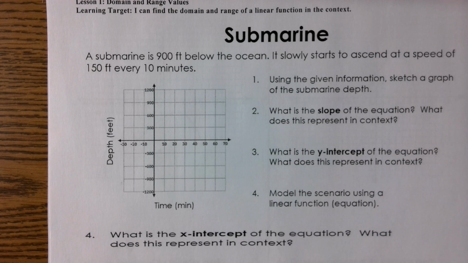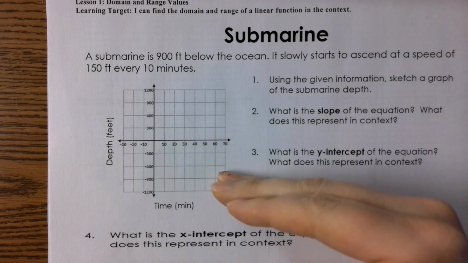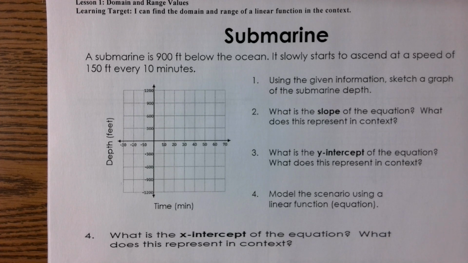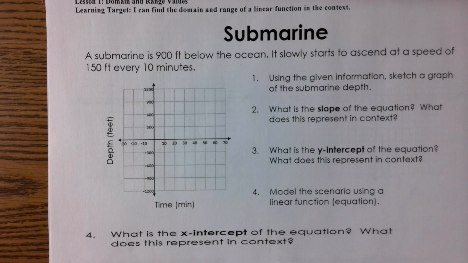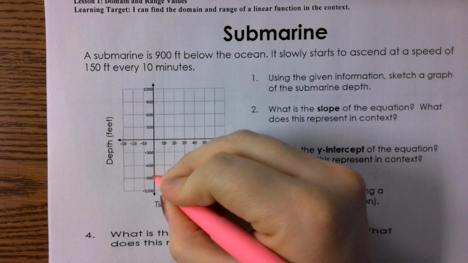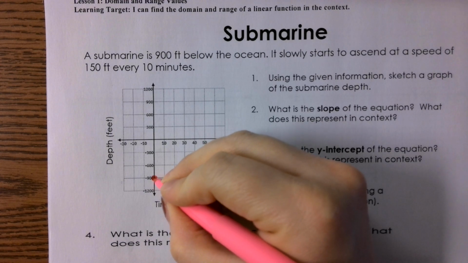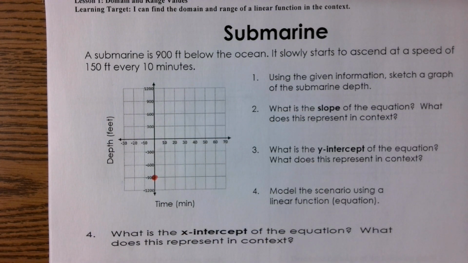But we can have negative depth, right? In fact, the fact that they are 900 feet below the ocean, that is indicating a depth of a negative value. That would be at 0 minutes before they start doing any of their ascending. At 0 minutes, they're at 900 feet. So we can go ahead and graph that right here. So using that information, we're going to sketch that graph.